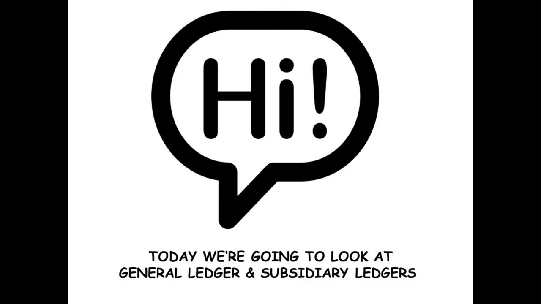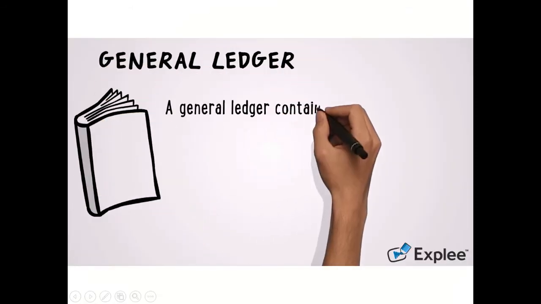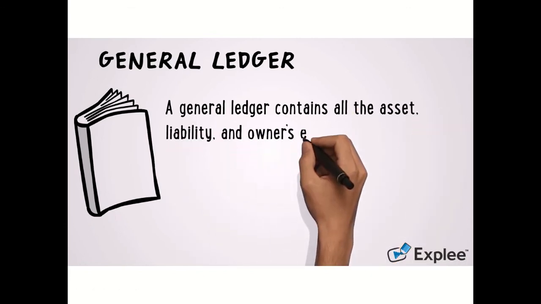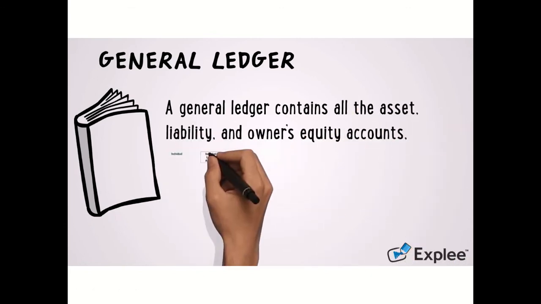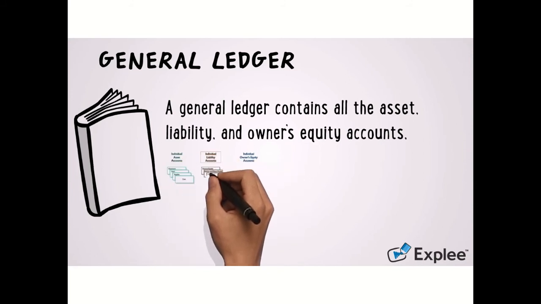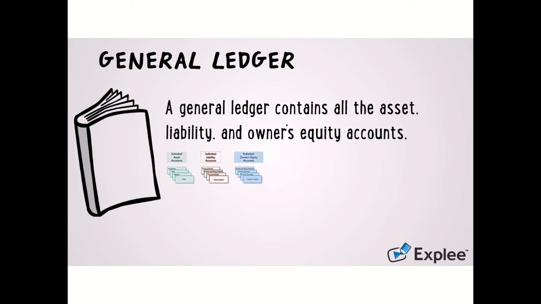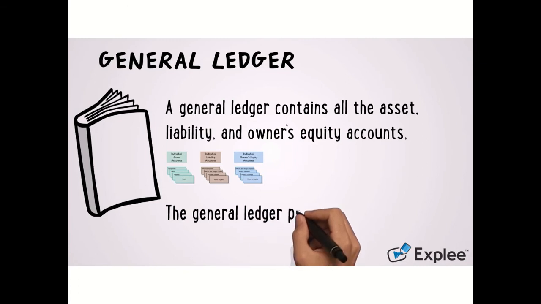We will start off by looking at the definition of general ledger. General ledger consists of accounts of all assets, liabilities, and owner's equity. For example, you would find accounts such as cash, vehicle, accounts receivable, accounts payable, loan, capital, and etc. in general ledger. The general ledger provides the balance in each of the accounts.